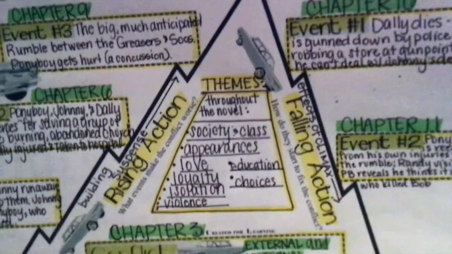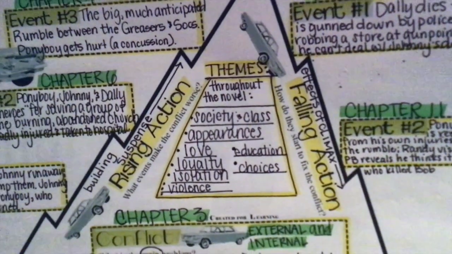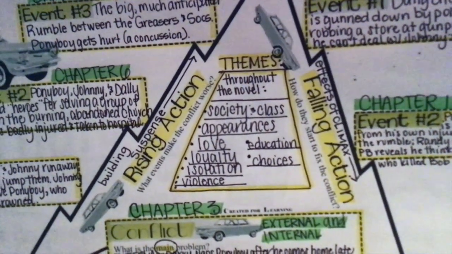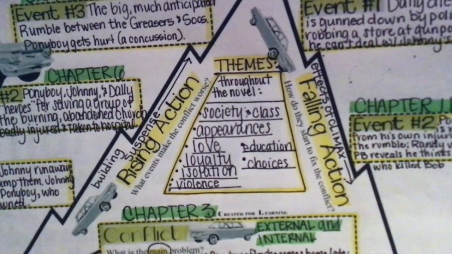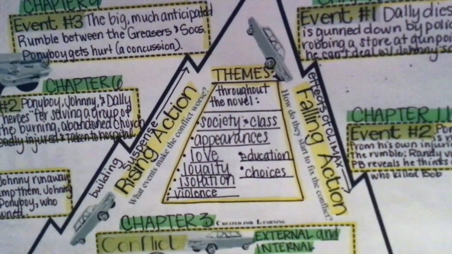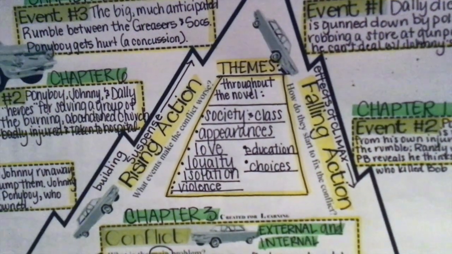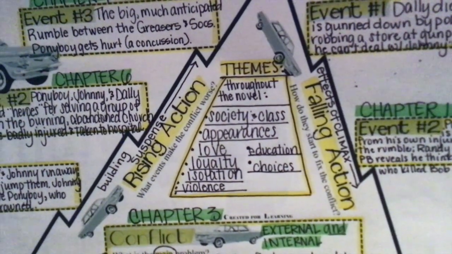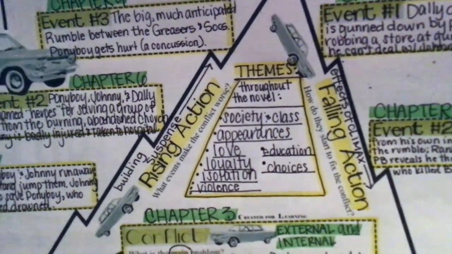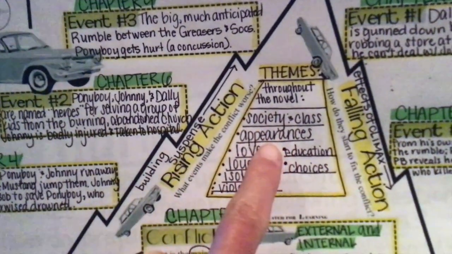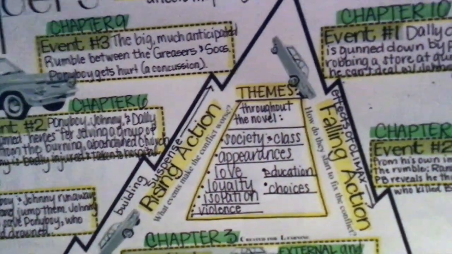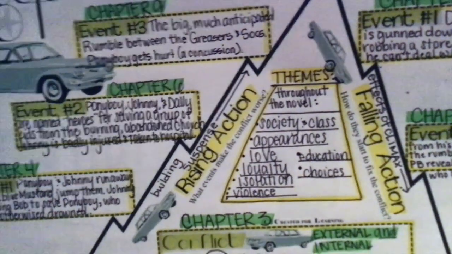And then the last thing you're going to fill out is the themes. So now you have 8 themes. This is important because you're going to choose one of these themes that you feel like is the most important theme throughout the whole novel to write your essay about. So society and class, appearances, love, loyalty, isolation, violence, and then we are adding education and choices. Those are the 2 themes we're adding.